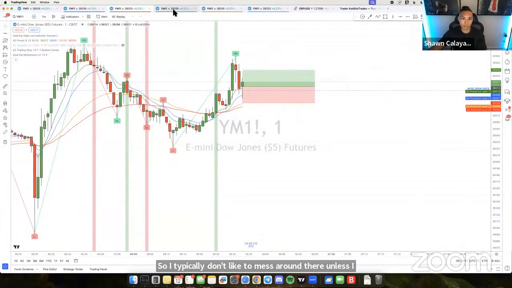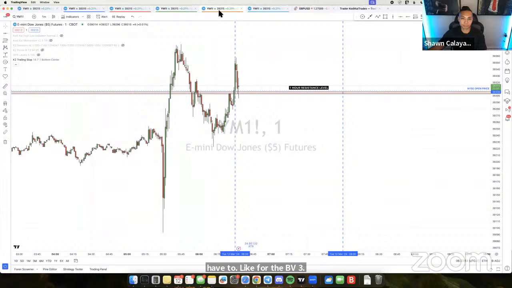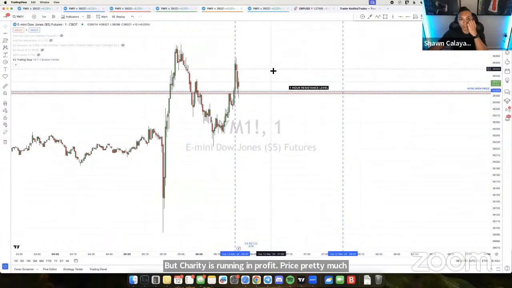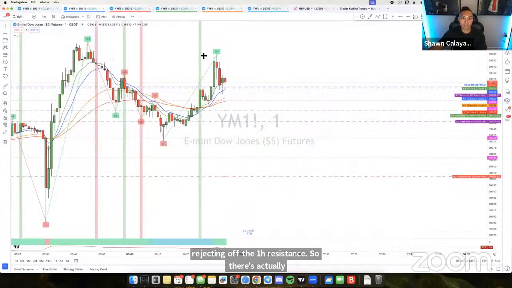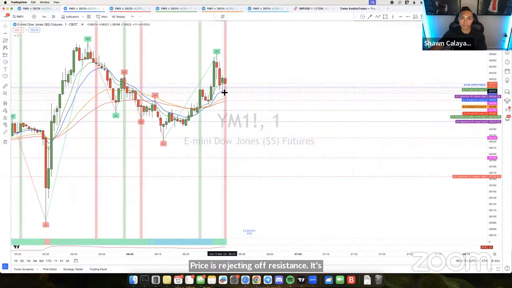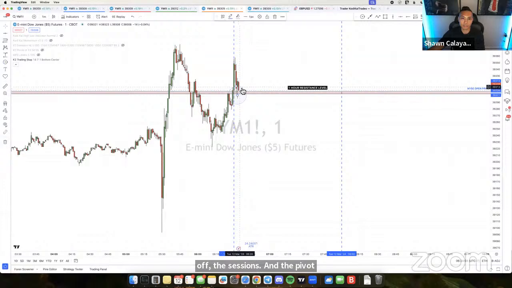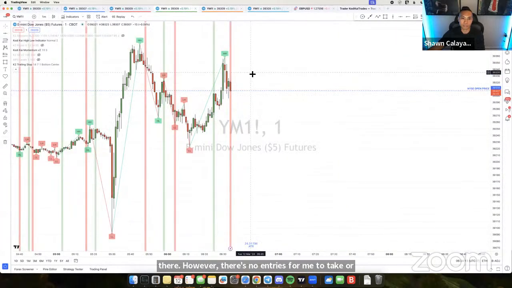So I typically don't like to mess around there unless I have to, like for the BV3. But PRB is running in profit. There's no BV3 entry. Price is pretty much rejecting off the 1 hour resistance. So there's actually a lot of confluences here. Price is rejecting off resistance. It's also rejecting off the sessions and the pivot. So there's a lot of areas of rejection right there. However, there's no entries for me to take or that I'm personally looking for myself.